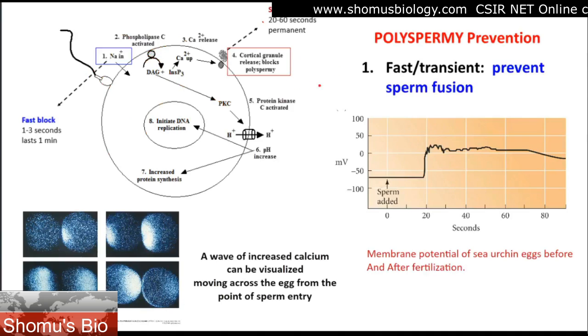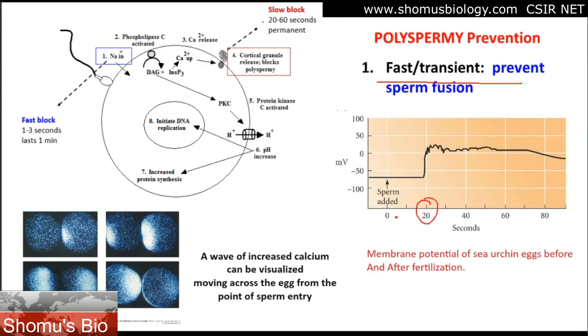Okay, so the fast or transient block is fast because it occurs within 20 seconds right after the sperm enters and interacts with the egg. So it's very, very fast. I think 20 seconds is very little time to initiate such a response. So now you know how important it is to fertilize one egg with only one sperm, because they do this very fast so that they can prevent polyspermy.